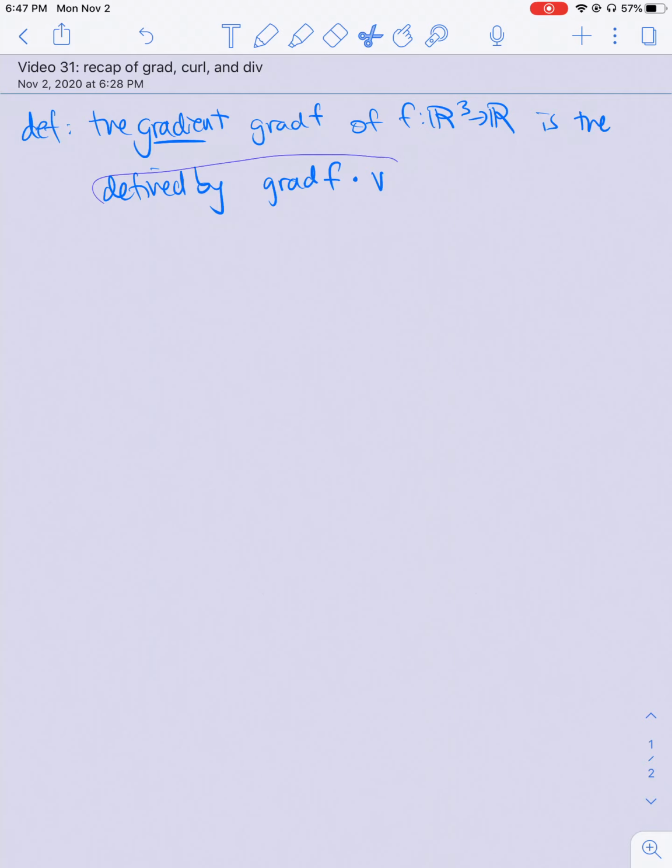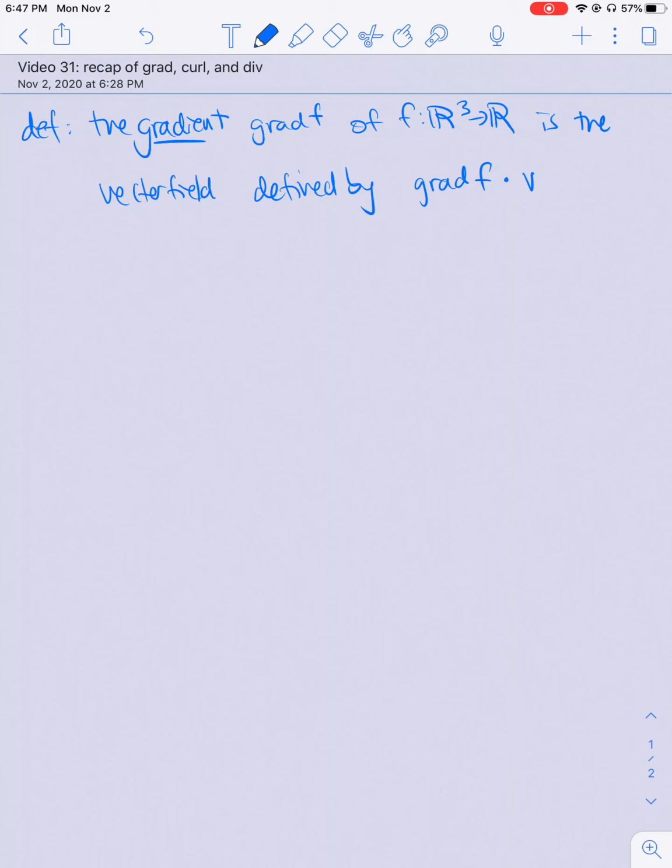So the gradient, grad f, of a function from R3 to R. I can actually define the gradient for functions from any manifold to R, but in exactly this way for any Euclidean space to R, but we're just going to stick to R3 for now. It is defined by the property that if I take the dot product of the gradient of f with a vector, the vector field defined by this property.